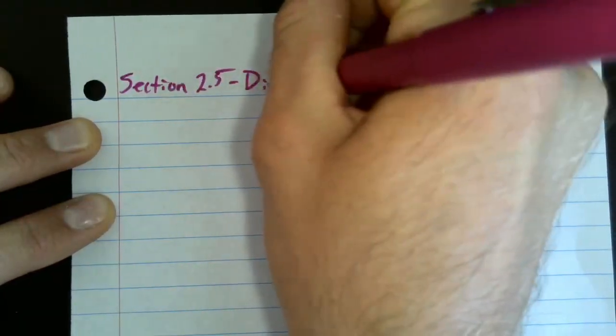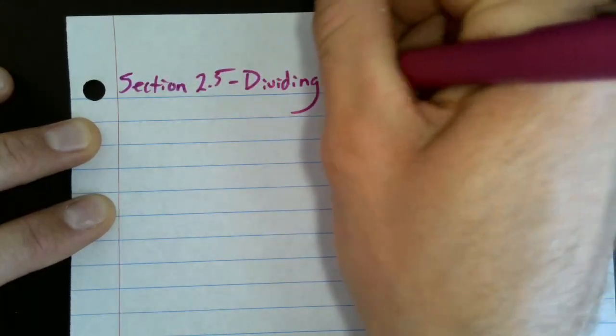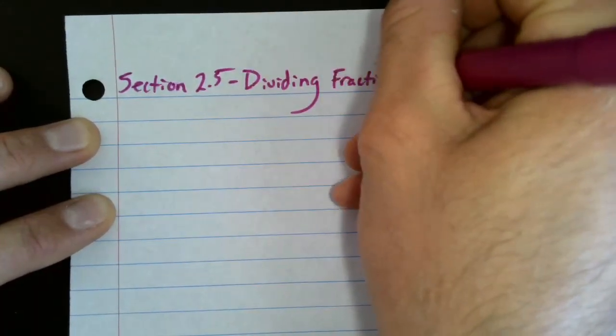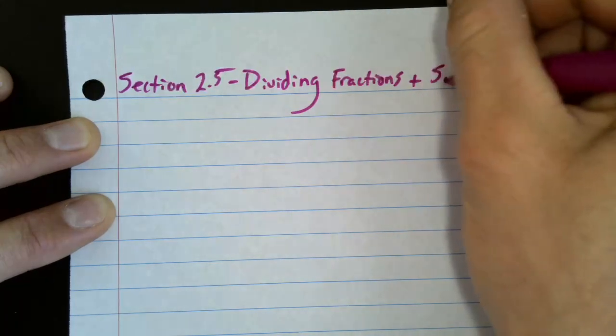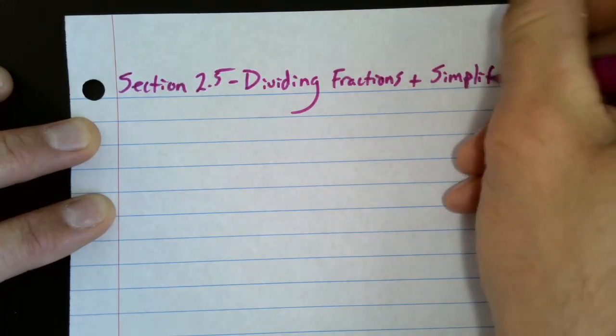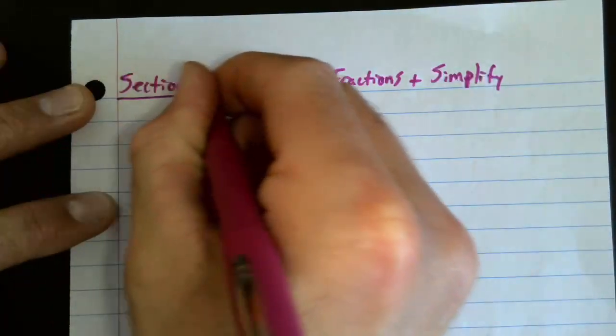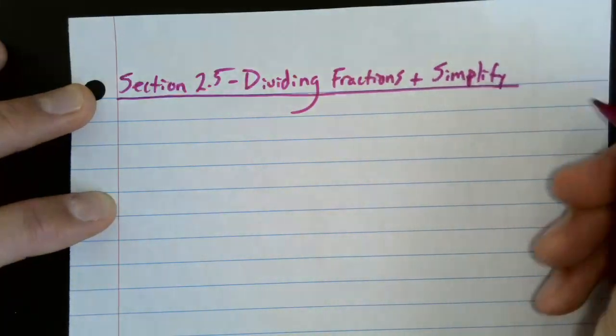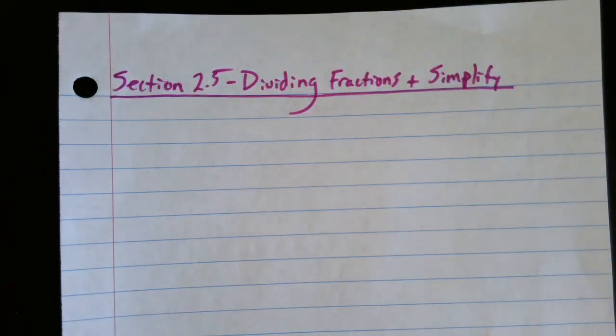All right, so the section of today's lesson is section 2.5, dividing fractions and simplify. So we will be dividing fractions and simplifying the answer.